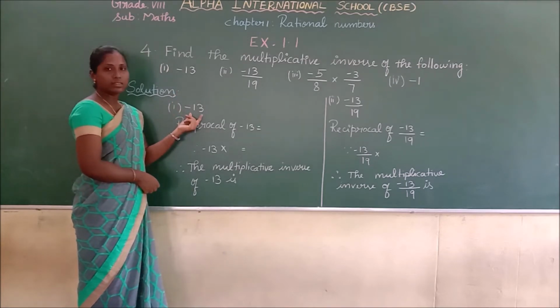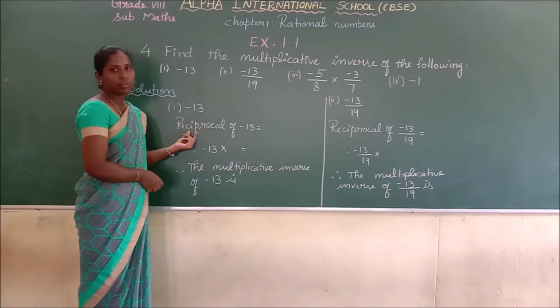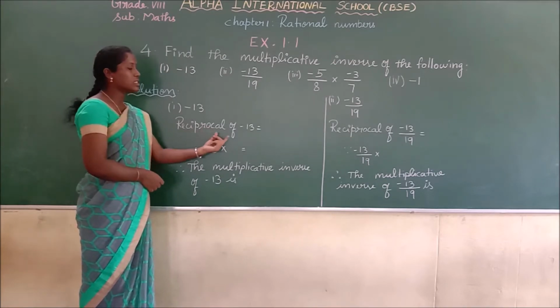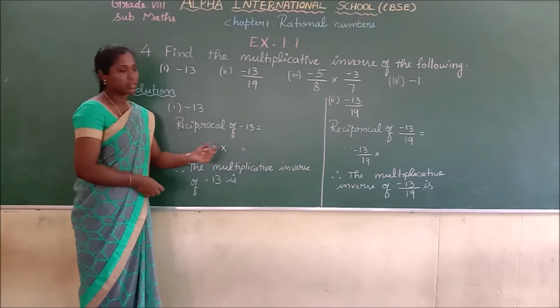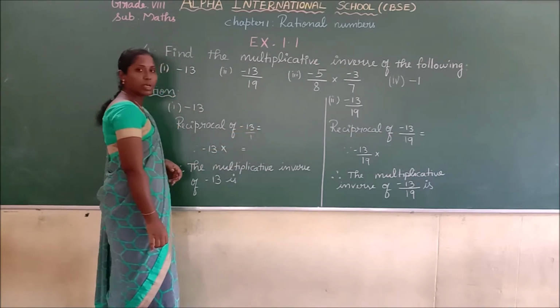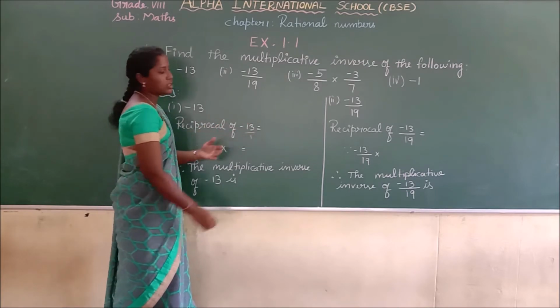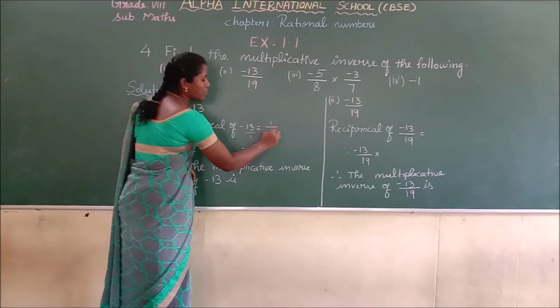See here, minus 13. What is the multiplicative inverse? Just the reciprocal of the given number. So we are going to take the reciprocal of minus 13. What will be the reciprocal? We can write this in the form minus 13 by 1. If you take the reciprocal, just interchange the numerator and denominator. So you will get 1 by minus 13.